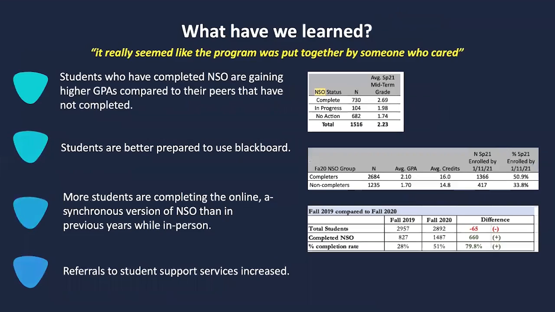So what else have we learned? Well, we've been able to more concretely identify that students who are completing NSO are gaining higher GPAs compared to their peers that have not completed. In the first chart you see on the right, NSO completers gained an average GPA of 2.69 in the spring semester, whereas students that had no action on NSO had a 1.74 GPA by the midterm. And we know this thanks to the help of our institutional research team, again, collaboration. Manny, I'm tossing it over to you for the next bullet.